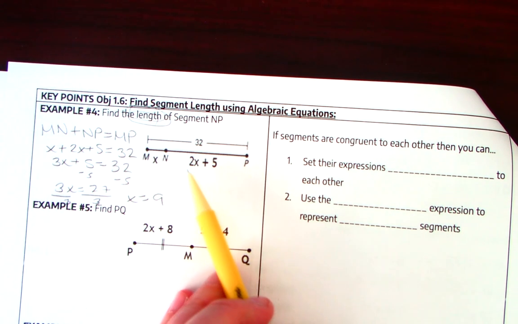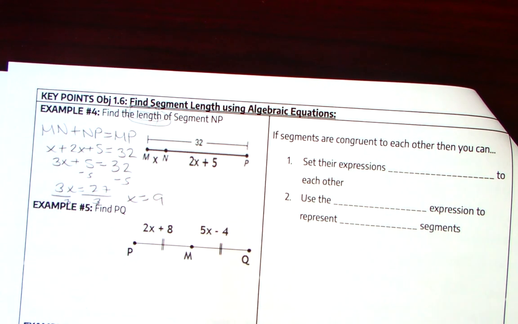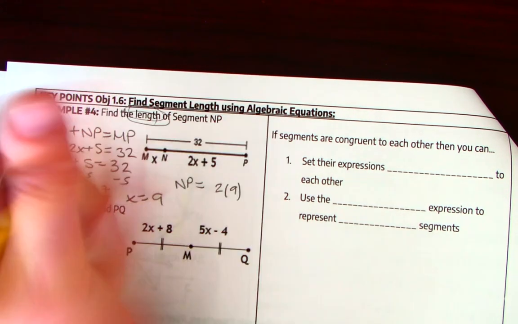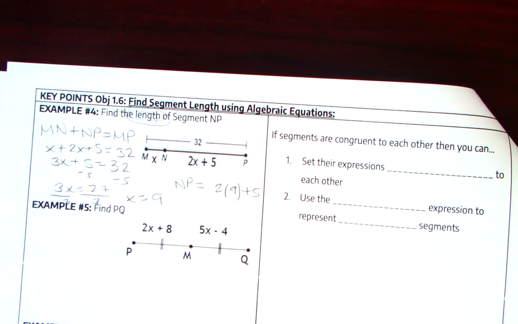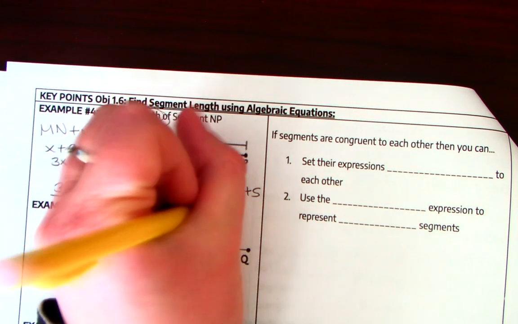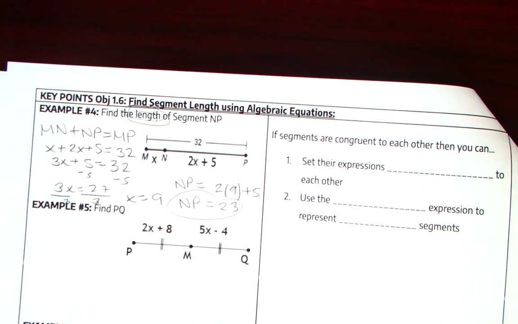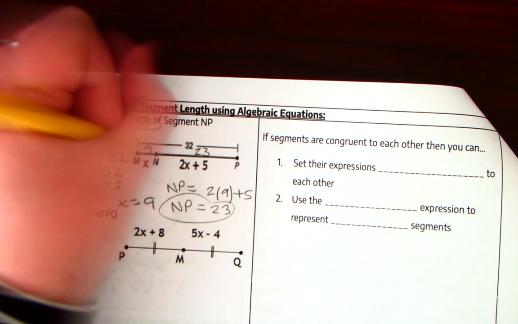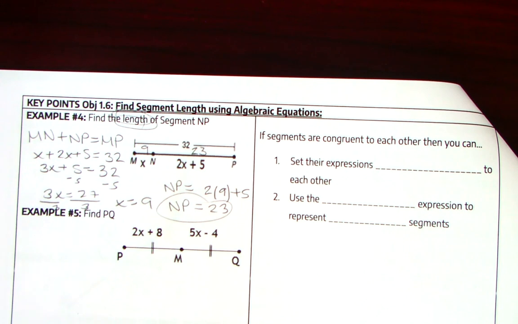And NP is worth 2 times X plus 5. So NP is equal to 2 times whatever X was, which we found was 9, plus 5. When I do that math, NP is equal to 23. And now that makes sense because if this is 23 and MN is worth X, which is 9, 23 plus 9 is 32. So that tells me I found the right value for X.